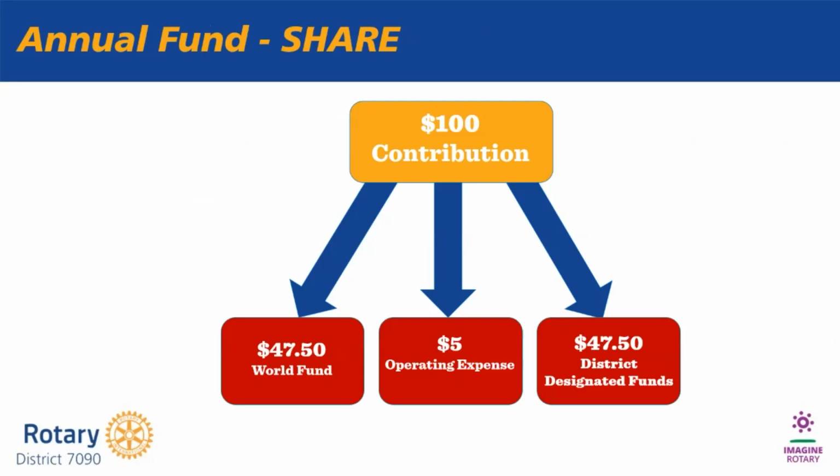So what does it look like with a $100 contribution? Like I said, $47.50 goes to the World Fund, $47.50 goes to the district designated fund to be used on projects here, and then $5 goes towards operating expenses.